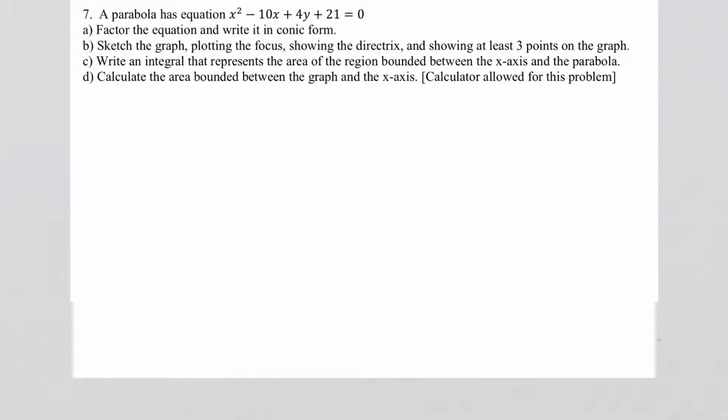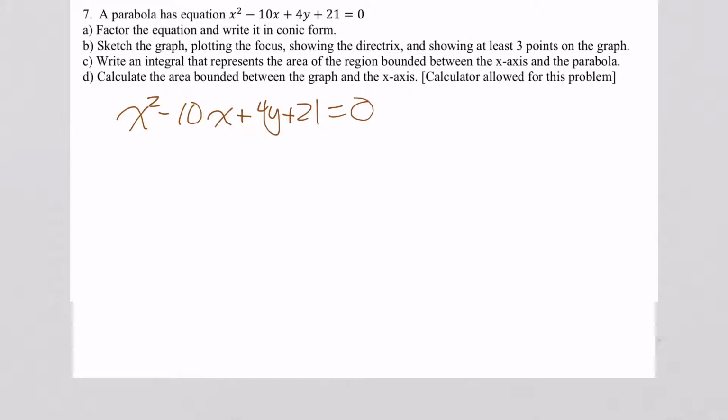Okay, last problem. Finally, a parabola. We're given x squared minus 10x plus 4y plus 21 equals 0, and we want to factor the equation and write it in conic form. So notice x is the thing that is squared.